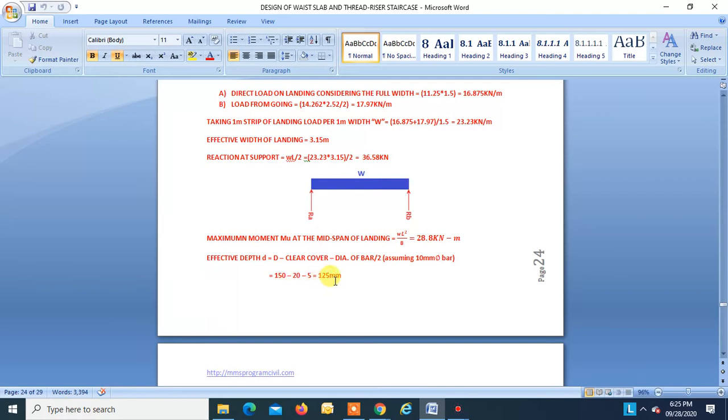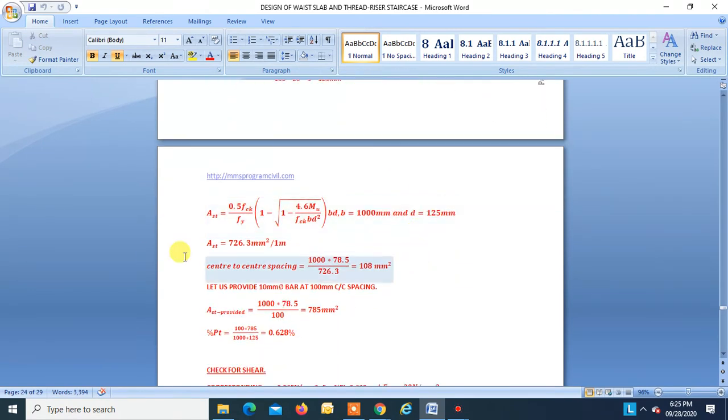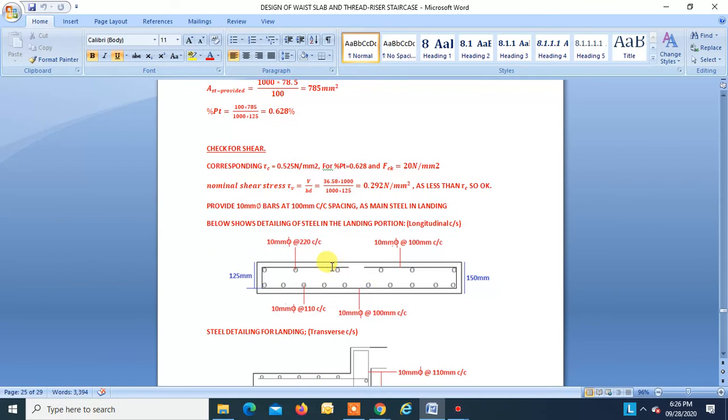Effective depth D is found to be 125. We are assuming 12 dia bar, in landing also as main steel. So Ast we are finding as 726.3 square mm. Center to center spacing is 108. So we will provide 10 dia bar at 100 center to center spacing in landing. Okay, so this is our main steel for landing. We will provide 10 at 100 center to center. These round bars are the steel coming from the flight.